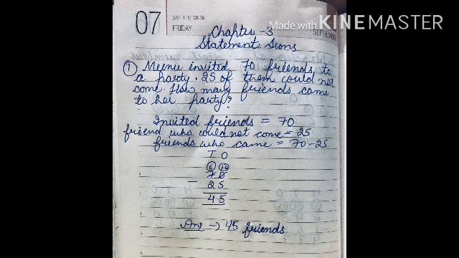Then after that, kids, can you subtract 5 from 0? No. So we will take a borrow from 7. 7 will become 6 and 0 will become 10. 10 minus 5 is equal to 5 and 6 minus 2 is equal to 4. And our answer is 45. 45 friends came to the party.